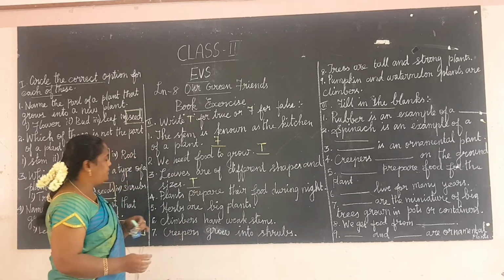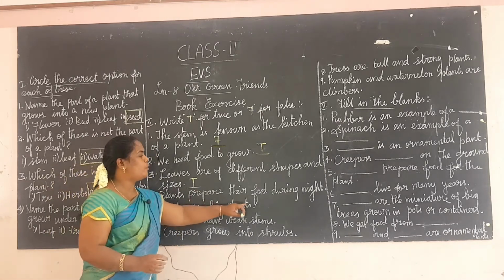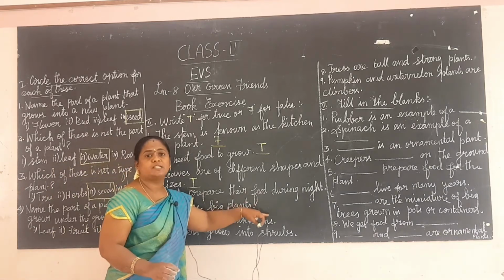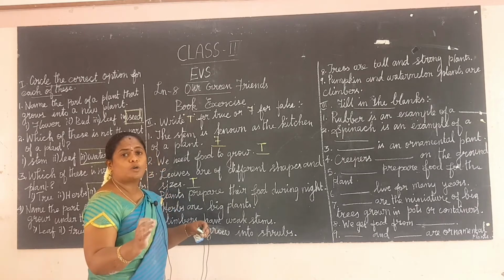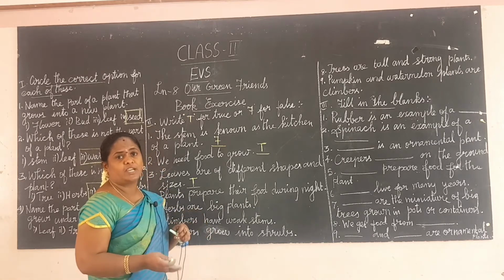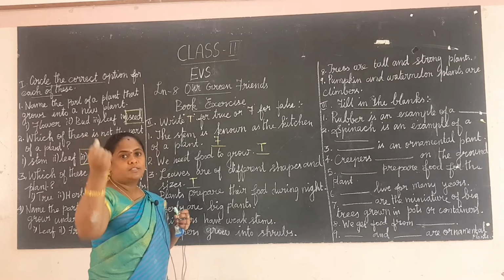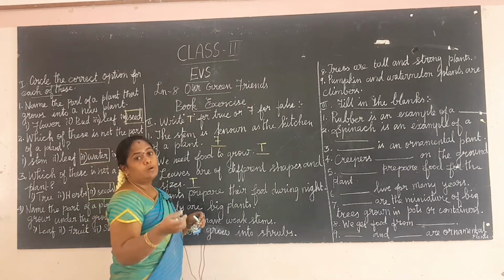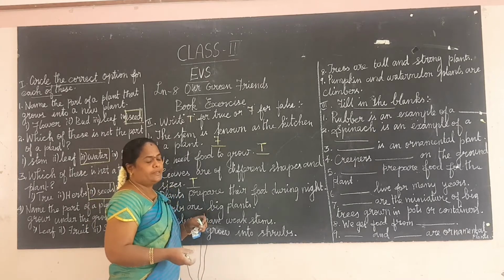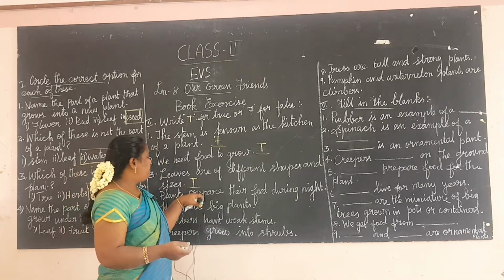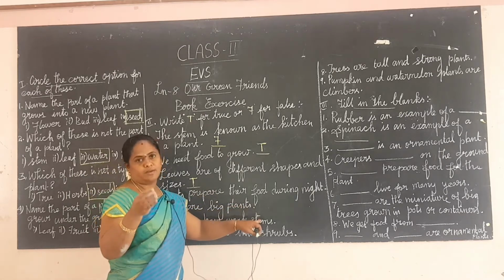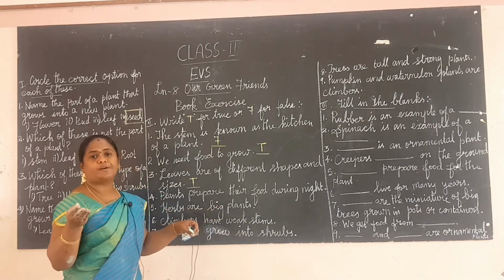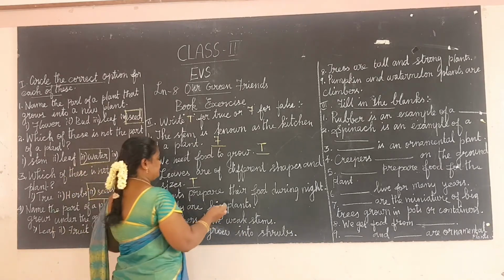And then fourth one, plants prepare their food during night. When the plants prepare their food, that is the daytime. Only in the daytime do they trap the sunlight. Okay, so the main important ingredient is sunlight. So only in the daytime do plants prepare their food. Here the statement is given, plants prepare their food during night. So this statement is true or false? Yes, this is false.